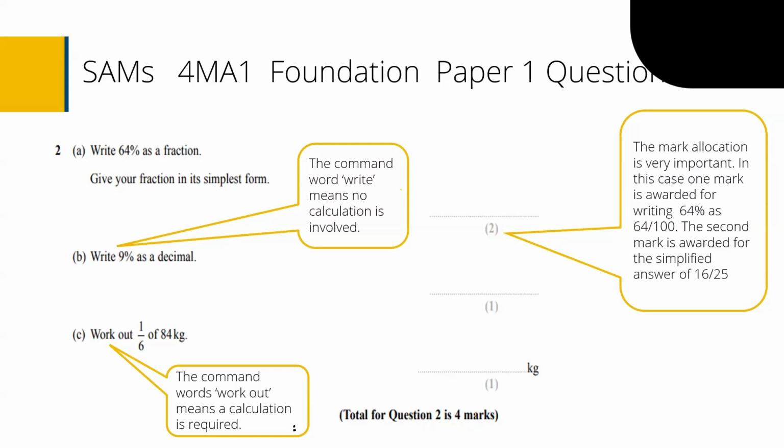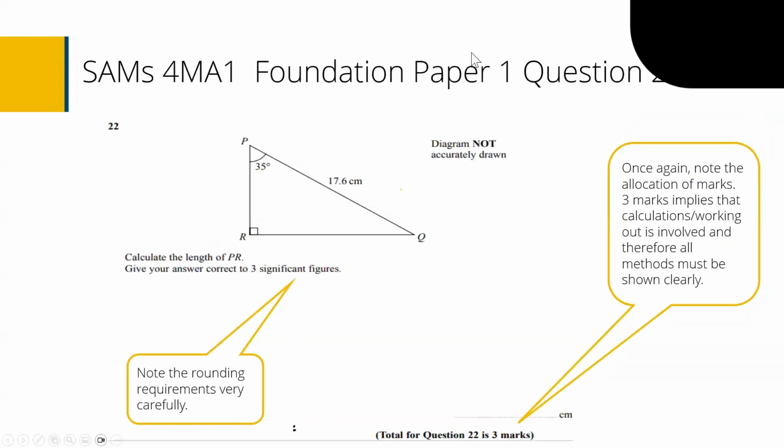If we then look at another question, so that was question 2 from the Sums there, paper 1, and this is question 22. This is a grade 4 question, and it's 3 marks. This is a straightforward application of trigonometry. If rounding is specified, it will be assessed as part of the question.